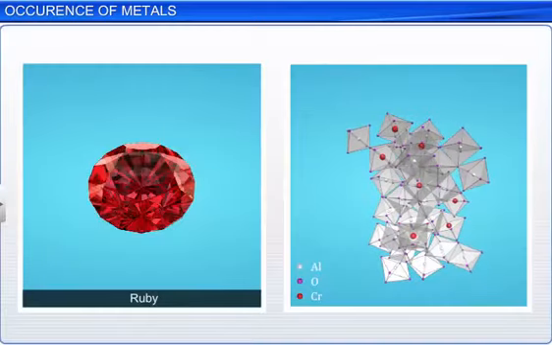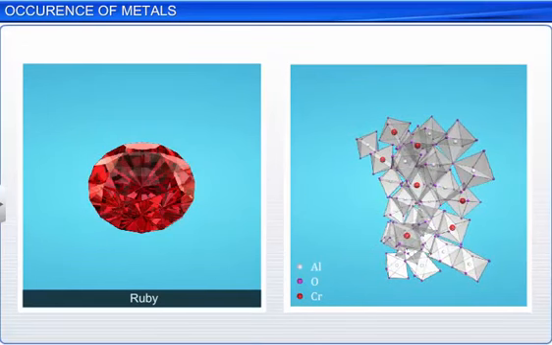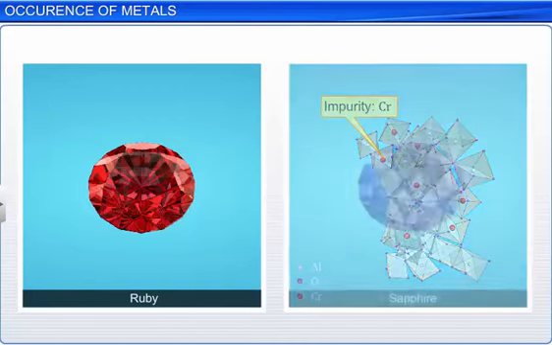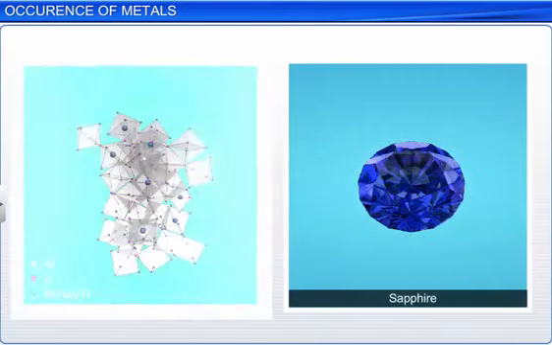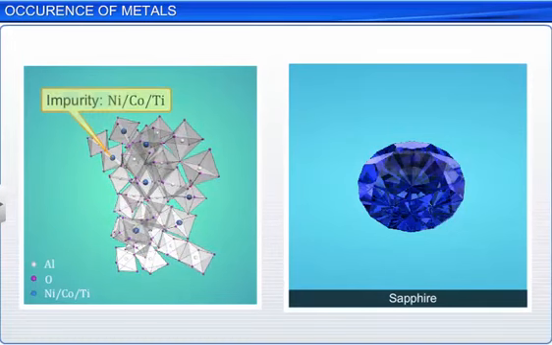Rubies are crystalline forms of aluminium oxide, which are red in color due to the presence of chromium as an impurity. On the other hand, sapphires are available in various shades owing to the presence of impurities such as nickel, cobalt, and titanium.